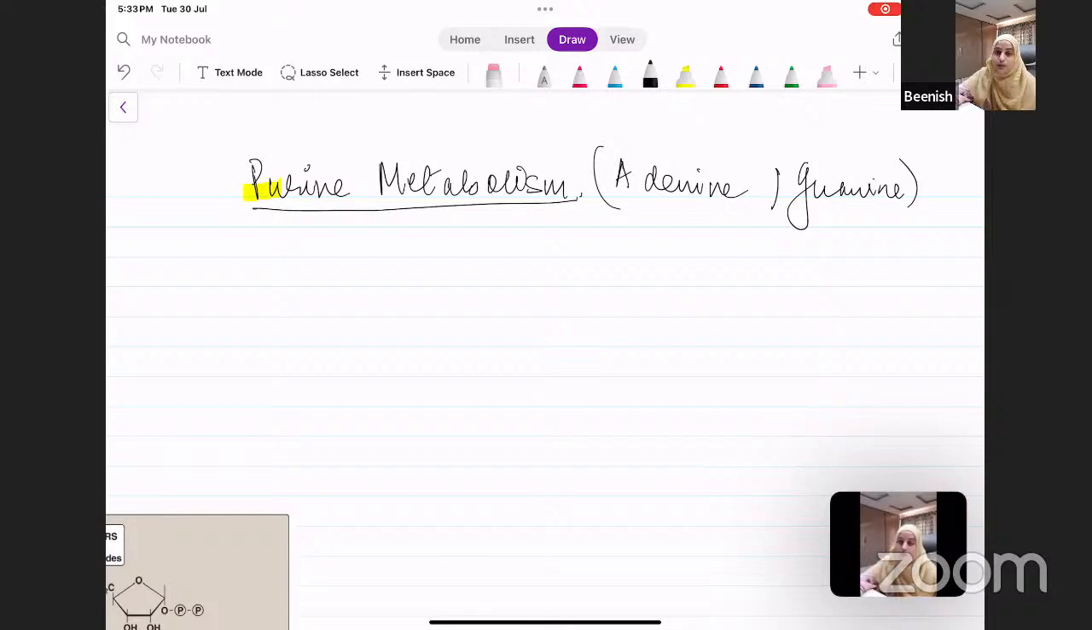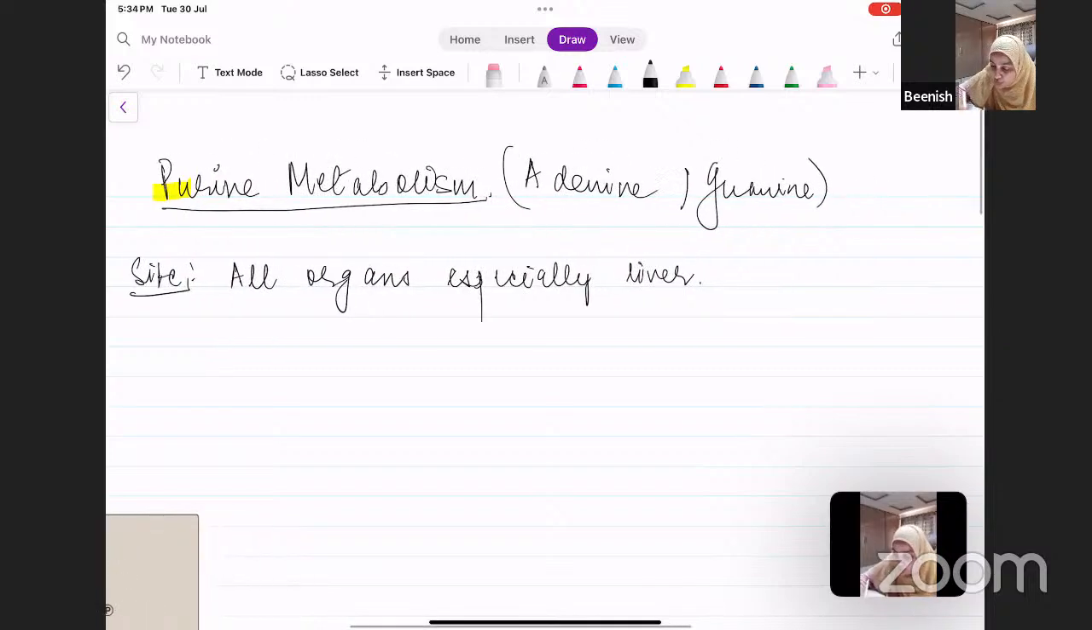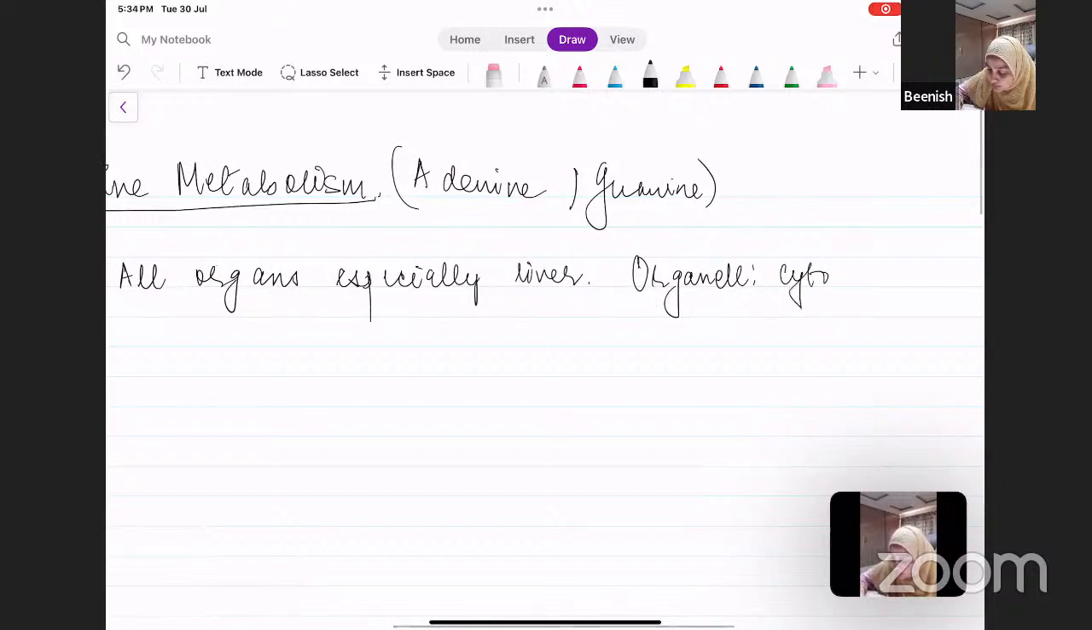Now for this purine synthesis, there are two pathways: the de novo pathway, that is one way to synthesize, and the other is the salvage pathway. Although in the diet you have a lot of purine, that purine cannot be incorporated into the DNA. So the body has to synthesize its own purine. Now the site for the synthesis: all organs, especially the liver. And the organelle is the cytoplasm.